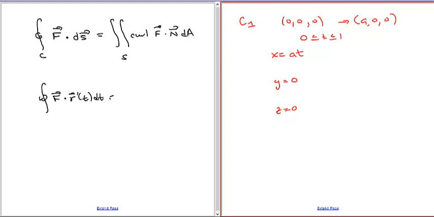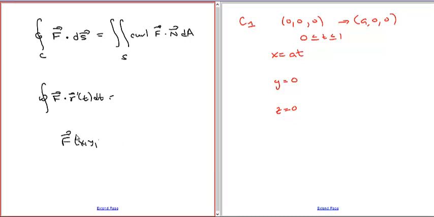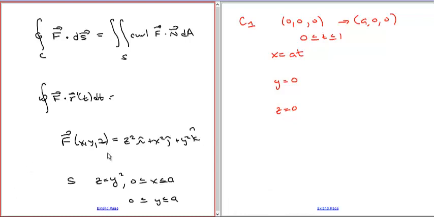So let's go back over here and write, for this particular problem, the field vector is given by z squared i plus x squared j plus y squared k. And this surface is this parabolic cylinder.